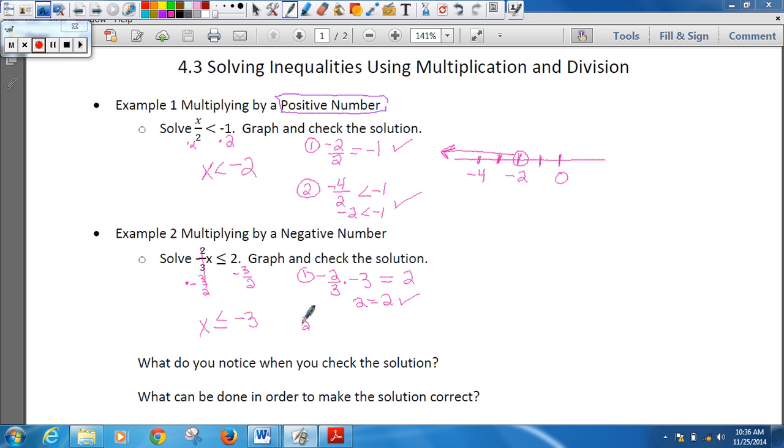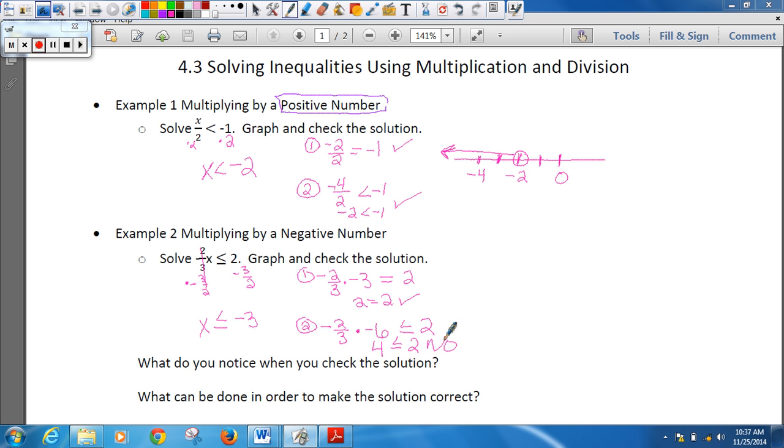The second test, then, we have to check the inequality sign. So x is less than or equal to negative 3. So a number that is less than negative 3, I'm going to choose negative 6 so that it's easiest to work with. So negative 2/3 times negative 6. Is that less than or equal to 2? Negative 2/3 times negative 6 is actually a positive 4. Is 4 less than or equal to 2? No, so it didn't check out.